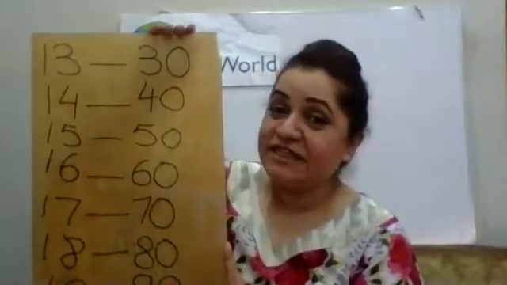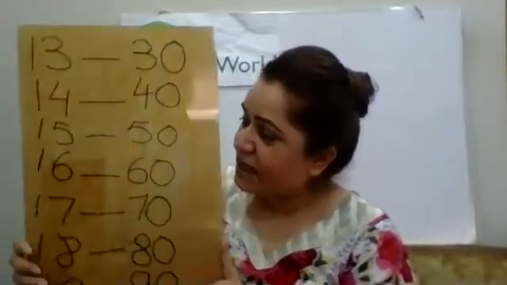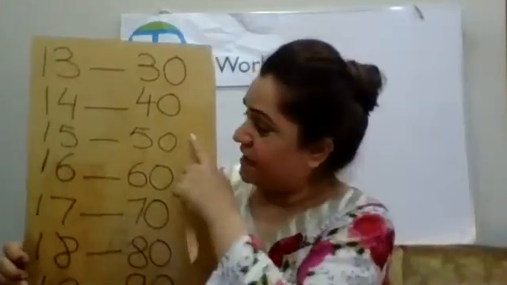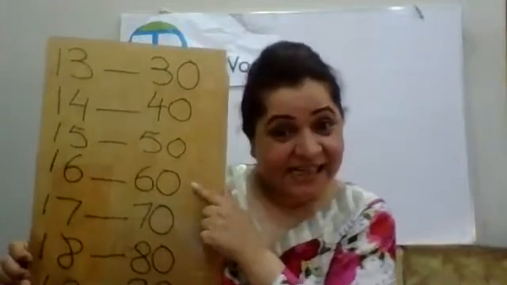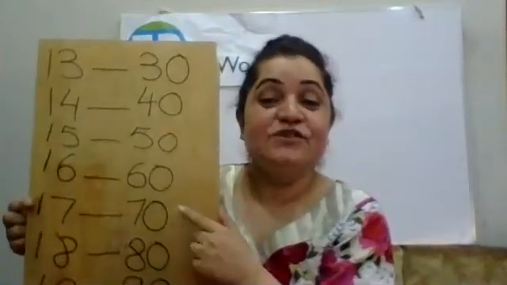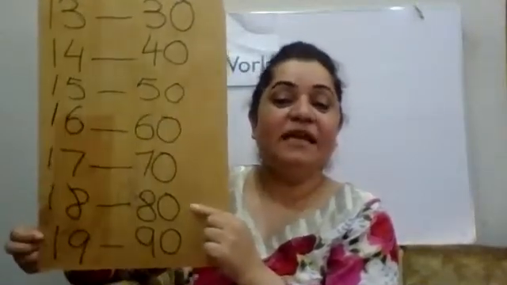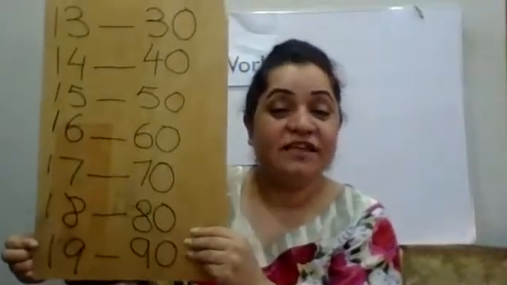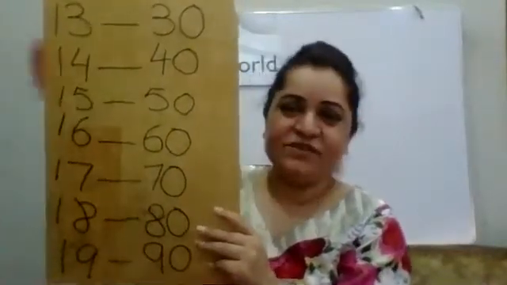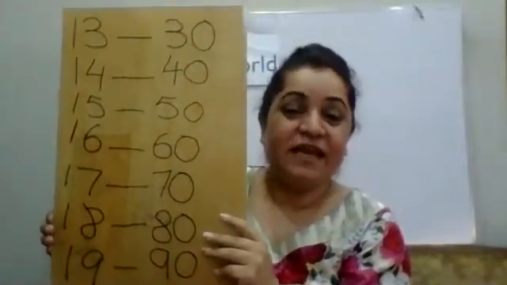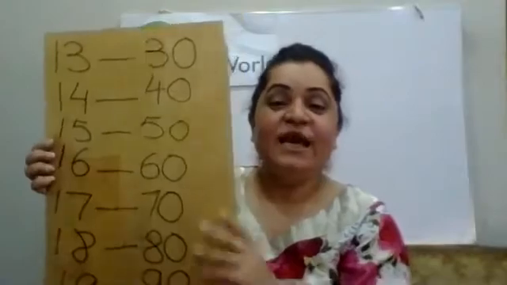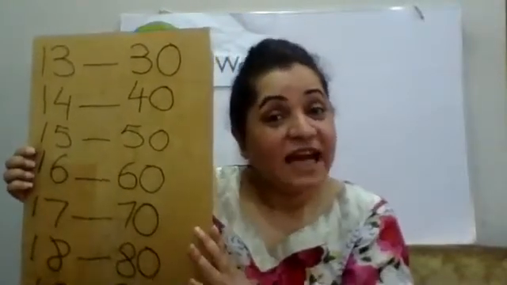13 turns into 30, 14 turns into 40, 15 turns into 50, 16 turns into 60, 17 turns into 70, and 18 into 80, and 19 we have turned into 90. So on this right hand side we have teen numbers, and on this side we have ty numbers. That is great. So we are going to see the spellings of these ty numbers, right?